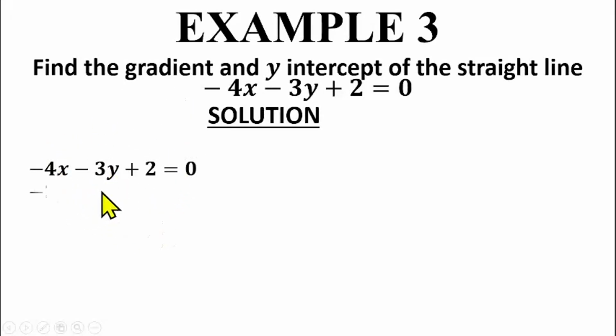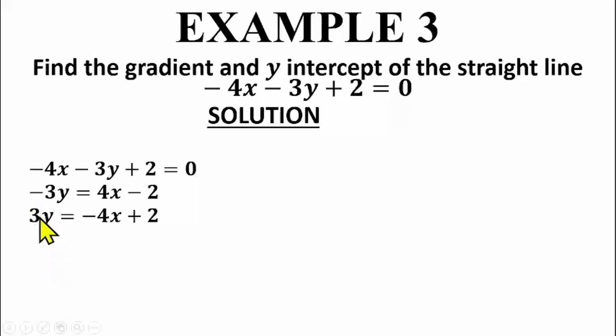You can collect like terms. If you collect like terms, minus 4x will come here, and 2 will also come here. So we have minus 3y equals 4x minus 2. Then you can multiply through by minus so that it takes care of this minus here. If you multiply minus 3y by minus, that gives us 3y. Multiply this one by minus, that gives us minus 4x. Multiply minus 2 by minus, that gives us plus 2.